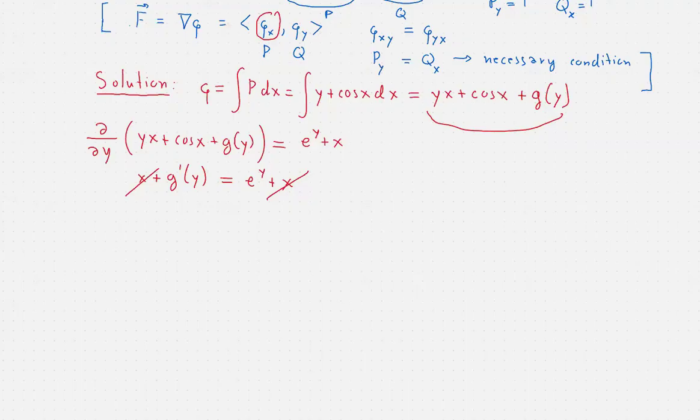Of course, here things are very simple. We can take g of y and we just take one example of it to be e to the y. And finally, the potential that we were looking for, or one of the possible potentials, if you like, is yx plus cosine x plus e to the y. Okay, sometimes people here put a plus c. We don't really need that. We were specifically asking for a potential, and that's all that we needed to do.